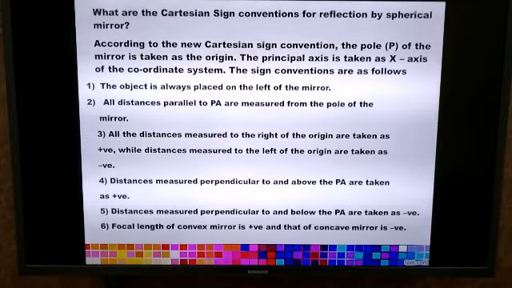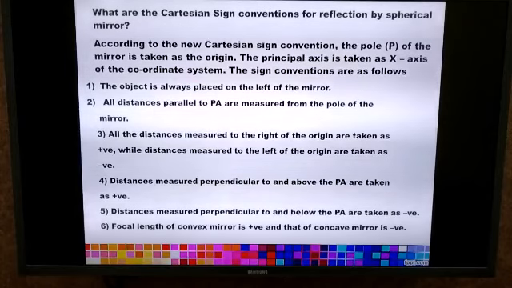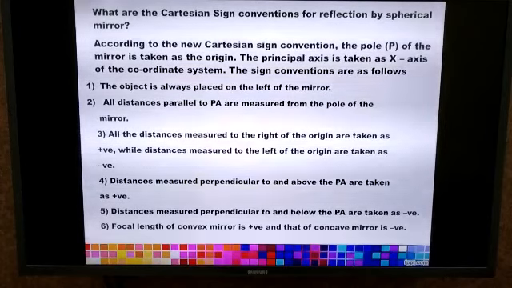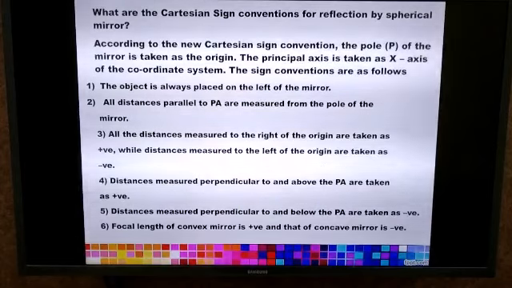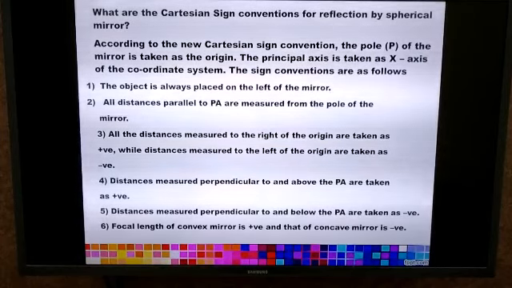So what are the Cartesian sign conventions for reflection by spherical mirror? According to the new Cartesian sign convention, the pole of the mirror is taken as the origin. The principal axis is taken as the x-axis of the coordinate system. And what are the sign conventions? Separate out each and every point. Don't club up the points. Separate each and every point and write.